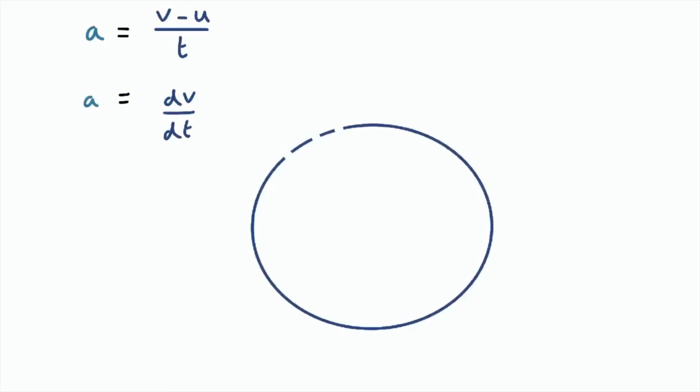So what about our question? Can you actually accelerate without changing your speed? We can rearrange the first equation of motion to give us acceleration equals v minus u over t. And we know that acceleration is the derivative of velocity with respect to time. So this tells us that acceleration must be the rate of change of velocity.